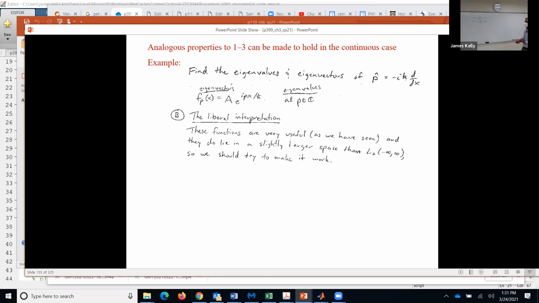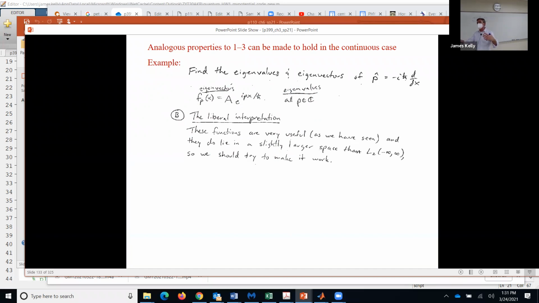Now, the whole point of all this stuff about rigged Hilbert spaces is that Griffiths is going to say, well, let's take a more modern or liberal interpretation of what we're seeing up here. And again, let's rethink it. I found some provisional eigenvectors and eigenvalues. Let's think about them in the context of a rigged Hilbert space. First of all, the functions we found, we already found out they're very useful. They correspond to scattering states. They correspond to beams of particles.